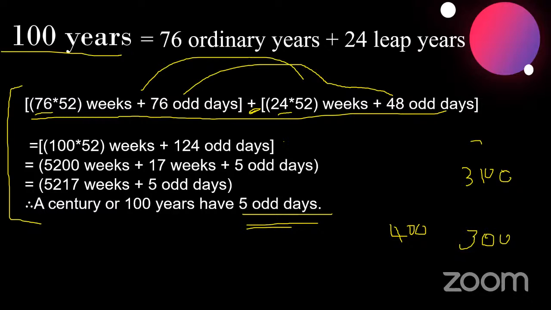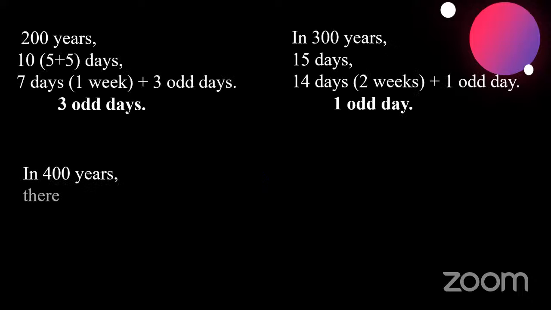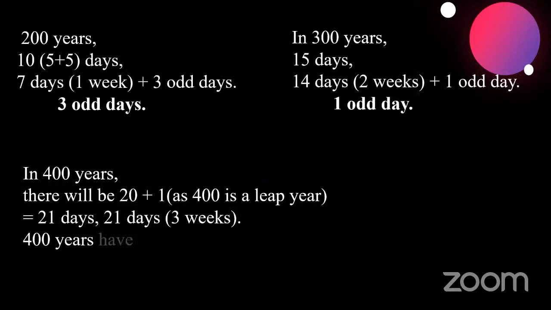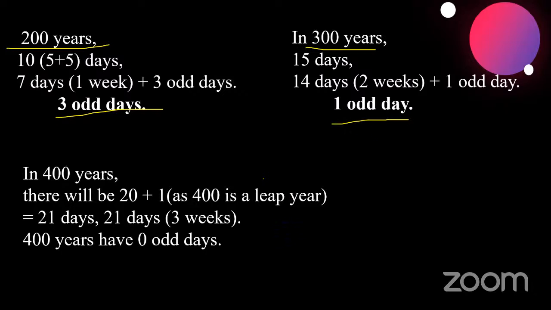Okay. Is this boring? Or else it's confusing somewhat, right? So when you have 100 years, it is 5 odd days. Okay, 200 years is 3 odd days, 300 years is 1 odd day. Remember this. Yes, that's it. That's enough. It is enough if you remember that 200 years is 3 odd days, and 300 years is 1 odd day.